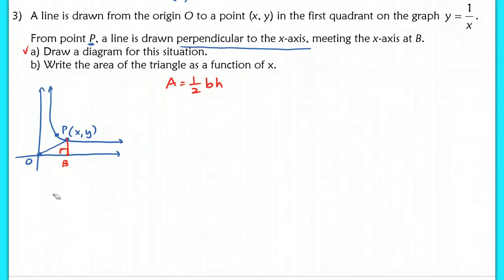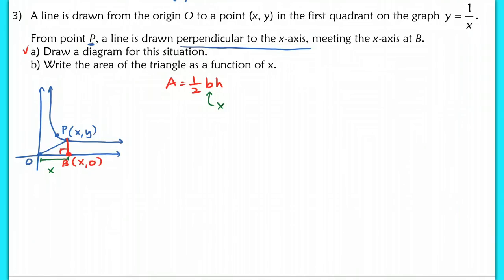Now let's express what this little horizontal piece is from O to B. Well, in the very beginning of the problem, they said that this point was determined by drawing a line from point P perpendicular to the x-axis. So this means that point B has the coordinate (x, 0), which now means that the distance here is x units long. So we already have the base, and that's just going to be x.